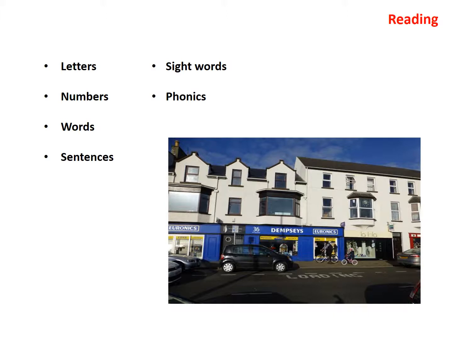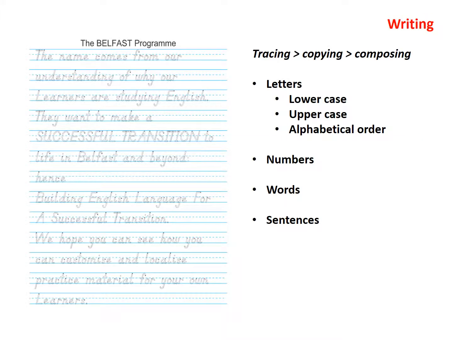In the early stages, learners acquire an ability to read letters, numbers, and then words and sentences. We also make use of the sight words and introduce phonics. In the writing section of each lesson, there is an opportunity for learners to trace, then copy, and then compose more freely the letters, numbers, words, and sentences.